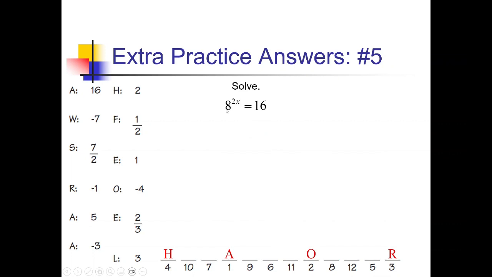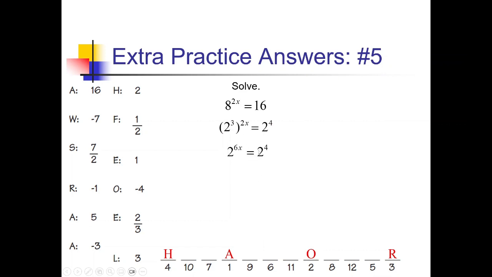For number 5, I have 8 and 16. Those are both powers of 2. 8 is really 2 to the 3rd, and I'll leave that 2x out there. 16 is really 2 to the 4th. Let me multiply the 3 and the 2x together, so that's just 2 to the 6x.